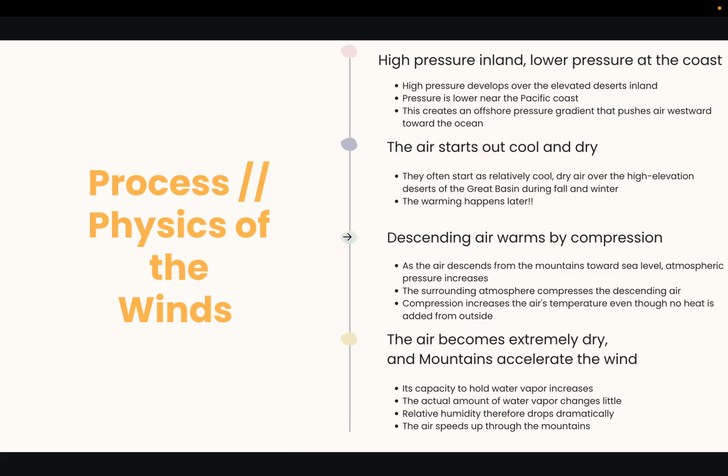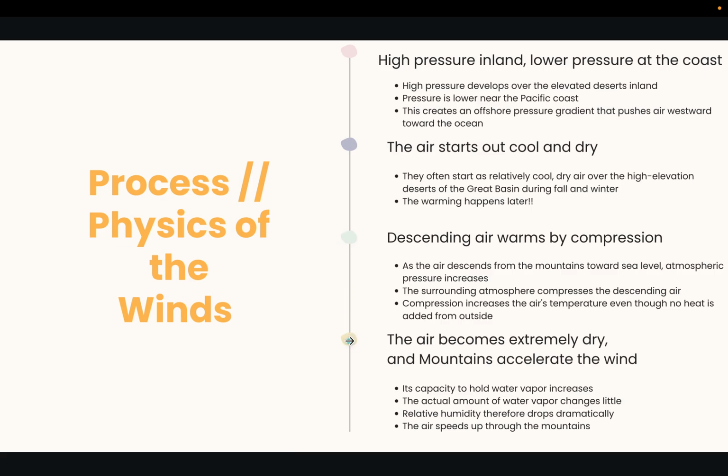There is descending air that warms up by compression. So this is when we get to the warming. As the air descends from the mountains towards sea level, the atmospheric pressure is actually increasing. So that surrounding atmosphere compresses that descending air. The compression increases the air's temperature, even though, don't get this confused, there's no actual heat being added from outside. It's just that compression that's increasing the air's temperature.